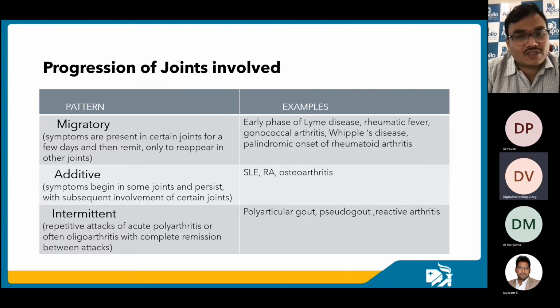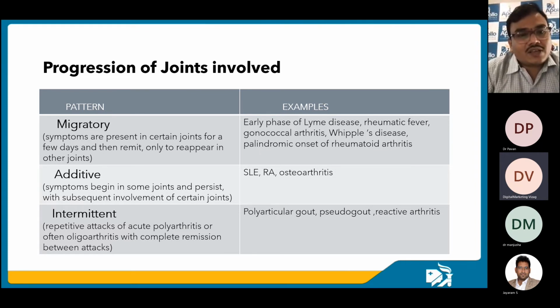The previous example I was discussing, which is the typical additive arthritis, is where you will have a single joint, and before that joint resolves, the other joint involvement also starts. This is a typical example of a rheumatoid arthritis type of presentation. The other diseases which can present similarly are SLE and osteoarthritis.